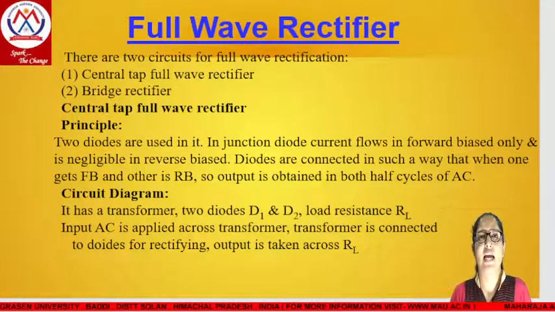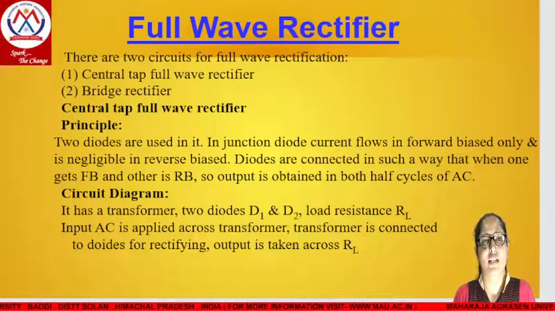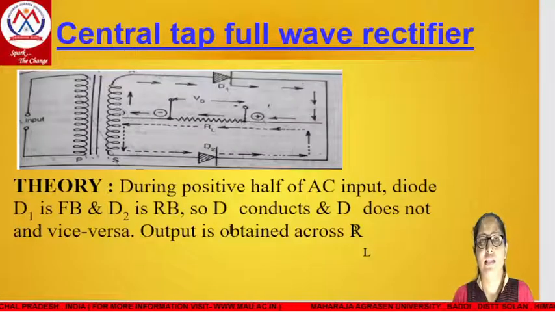In the circuit diagram, again we have two diodes D1 and D2, the load resistance RL, and the input AC is applied across the transformer, and the transformer is connected to the diodes for the process of rectification, and the output is obtained across load resistance RL. This is the circuit diagram. You can see here again that we have a transformer with us. We have two diodes and the output is obtained here across RL.